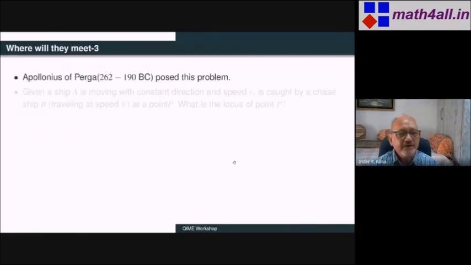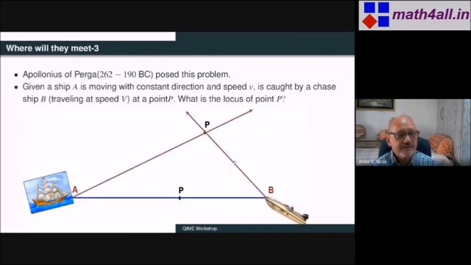So here is a variation of this problem which was posed by Apollonius. You must have heard about the geometer of the Greek period, Apollonius of Perga. He was from Perga, a place, and he posed the following problem. Now the ships are not moving along the same line.